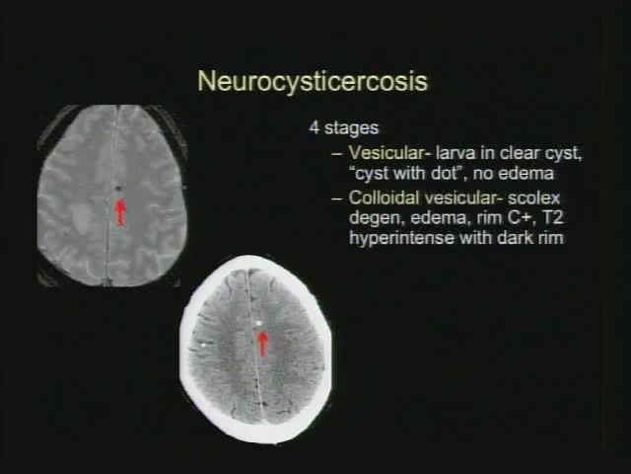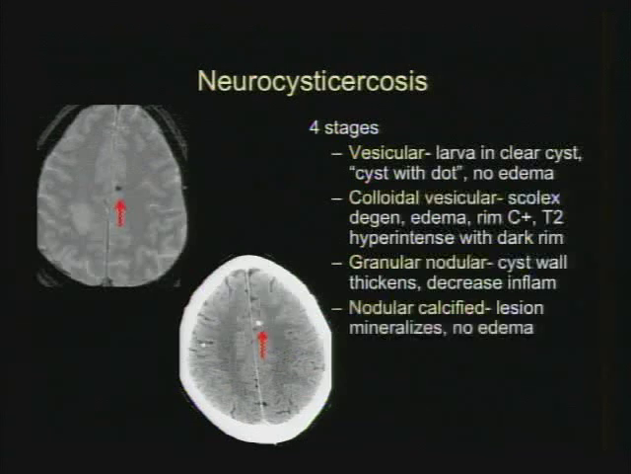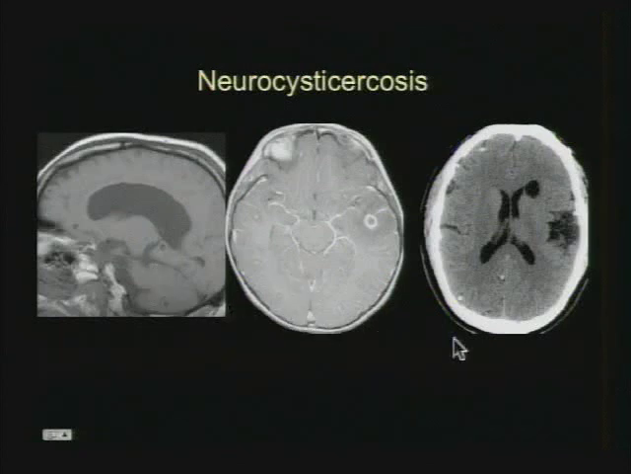The colloidal stage is where you see the enhancement and the edema. This is because the scolex is degenerating and causing inflammation. And as you progress through the granular nodular stage to the nodular calcified stage, the lesion mineralizes and there's no edema. So here's the myriad of different appearances that you may see with neurocysticercosis. Remember, even in the vesicular stage, the patient can present with seizures and even hydrocephalus.